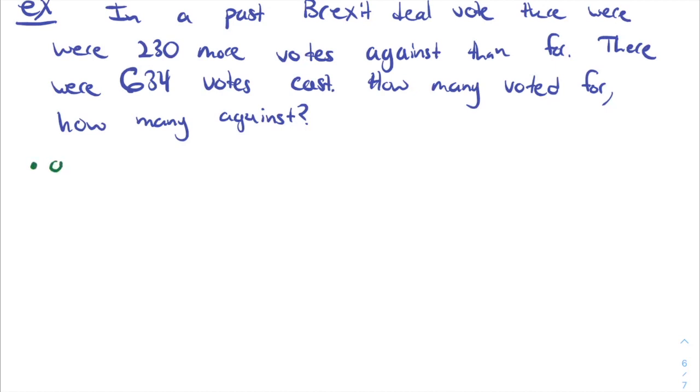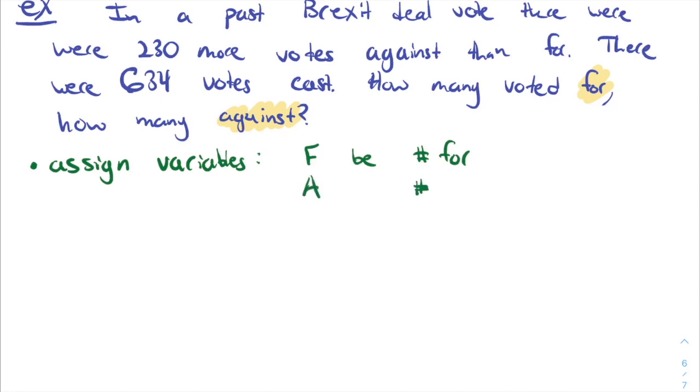To begin, let's assign some variables to the things we're looking for. We're asked to find how many voted for and how many voted against. So our variables should reflect that. Let F stand for the number for, and let A stand for the number against. Next, we need to interpret our data and see if we can construct any equations.